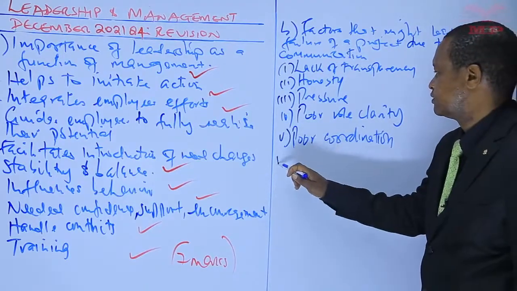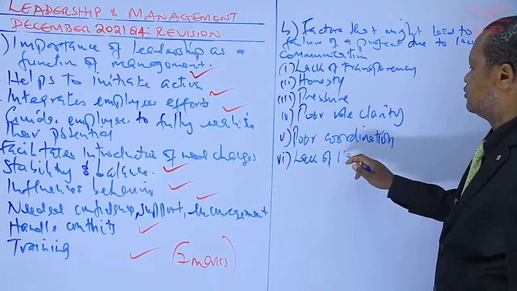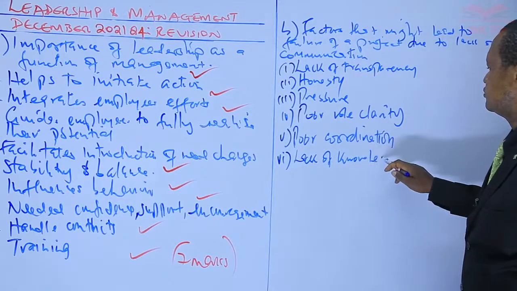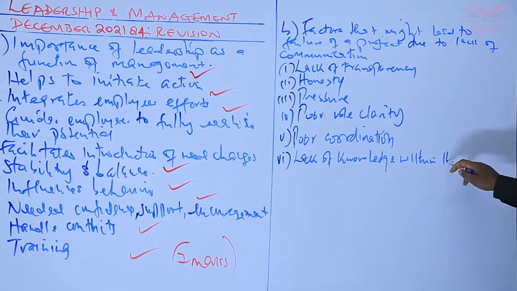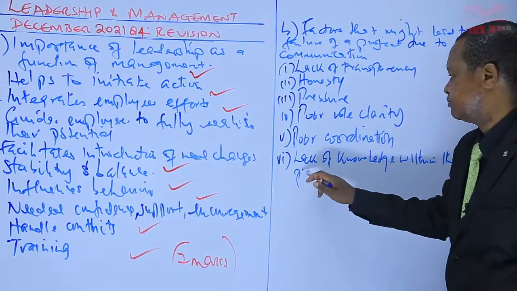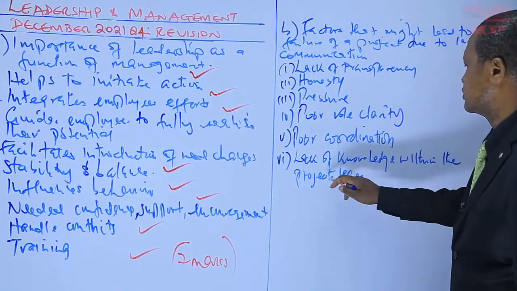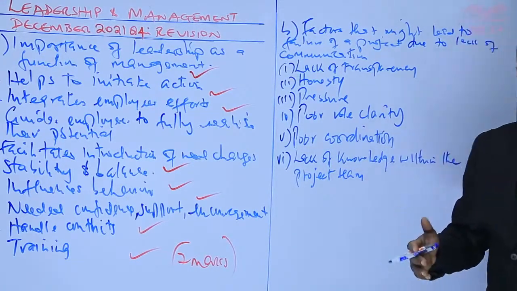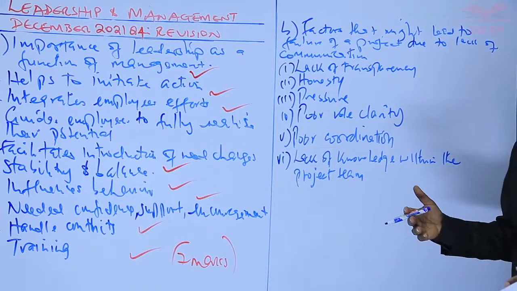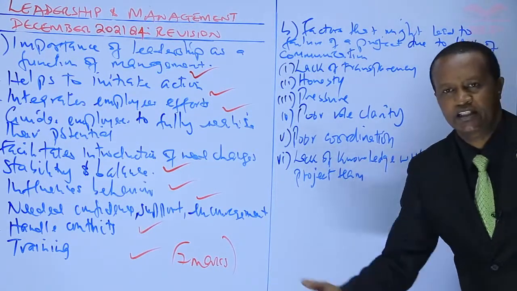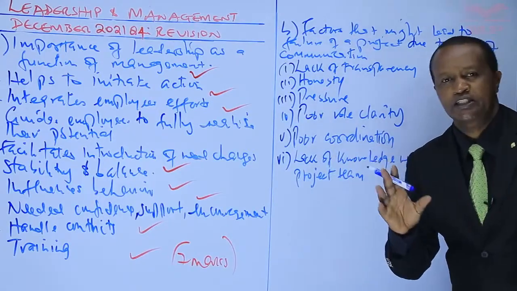Number 6, lack of knowledge within the project team. Lack of knowledge within the project team can halt their readiness to communicate due to inadequate information that they possess.